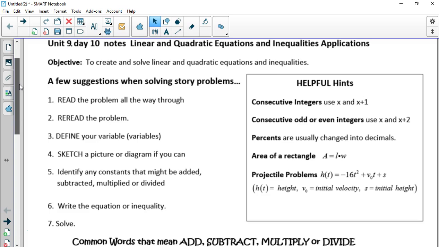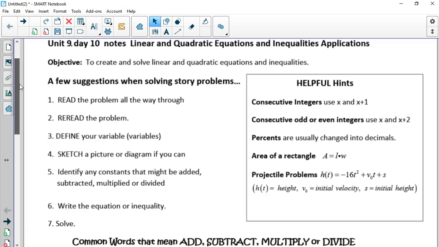Here are some suggestions. Read the problem all the way through. Then read it again. Define your variables. We've been talking about that the whole unit with word problems. Sketch a picture if possible. Identify any constants that might be added, subtracted, multiplied, or divided. Write the equation or inequality, and then solve.